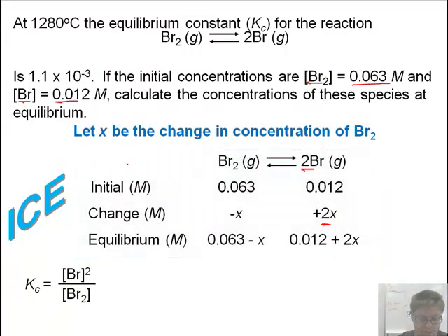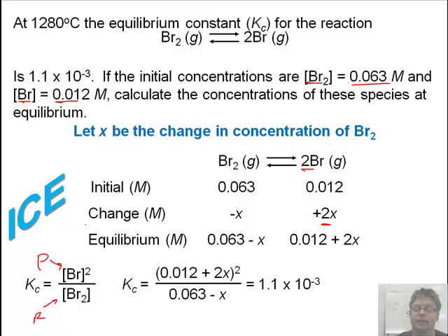Okay, your K can be written with the products over the reactants. So the products are here, the reactants are here, raised to their coefficient power. Then to calculate your value, you plug in the numbers you have. So for the Br concentration, that goes in here squared. And then this goes down here, of course. It's not squared because it has no coefficient. So that calculates at your K value of 1.1 times 10 to the negative third.